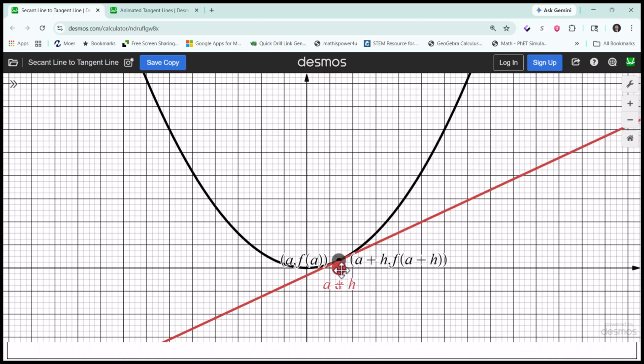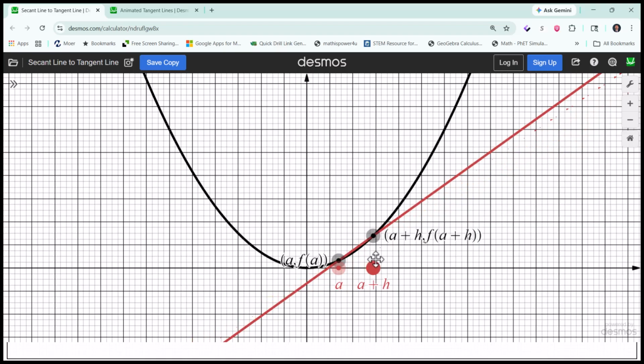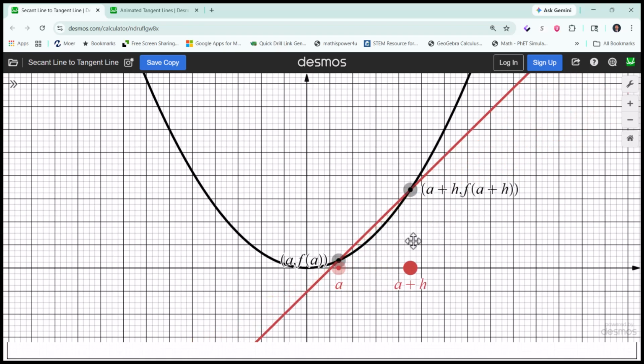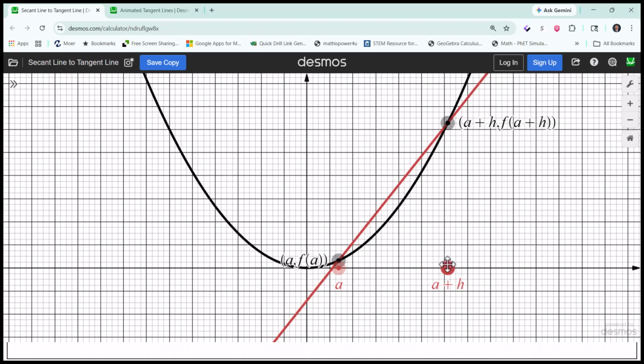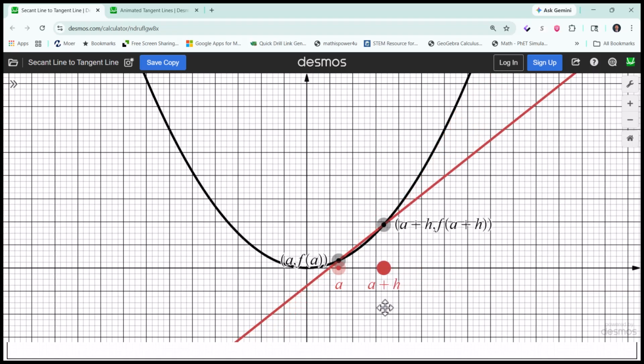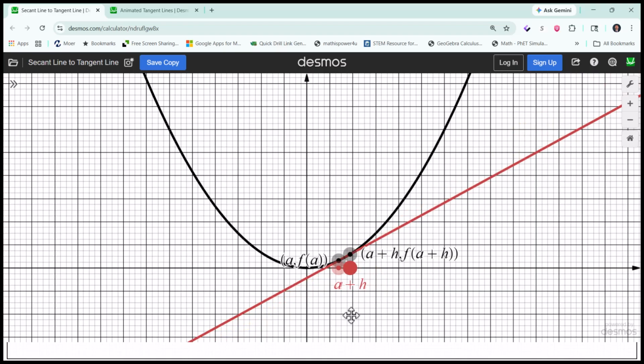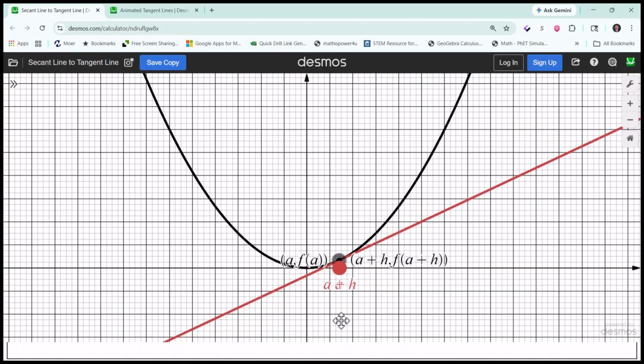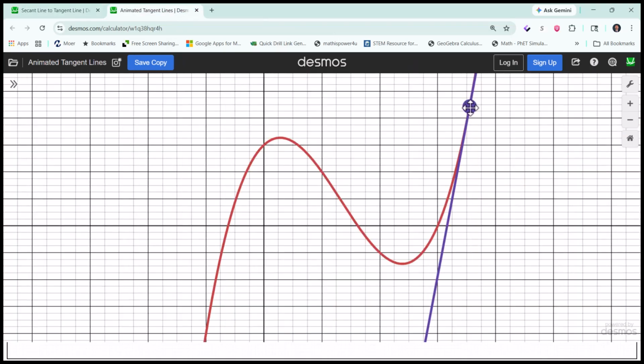So again, the slopes of secant lines represent average rates of change of the function over a given interval of x, and the slope of a tangent line represents the instantaneous rate of change of the function at a given value of x. And here's an animation of a tangent line to get a better feel for what a tangent line is. So the purple line is tangent to the red function at the point of intersection. So now let's go back and derive the difference quotient.